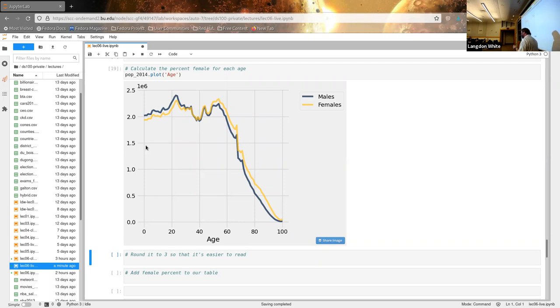Say it one more time. Right, so women tend to live slightly longer than men, okay? And then what's interesting about the beginning? Any theories? So there tend to be more men alive at kind of younger than whatever this is, maybe 30, 25, something.